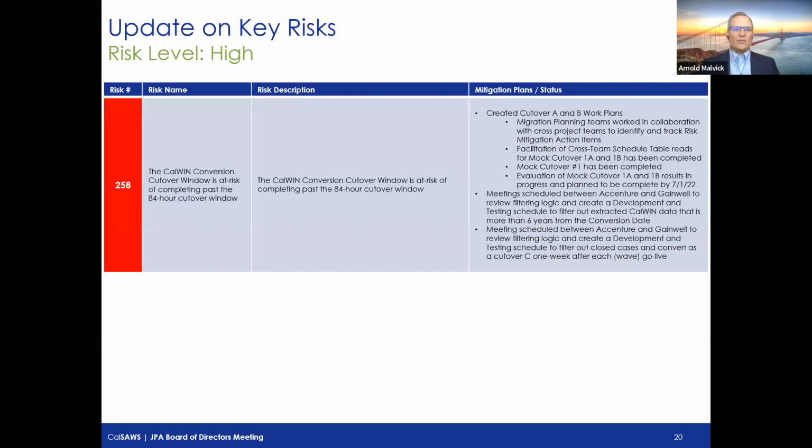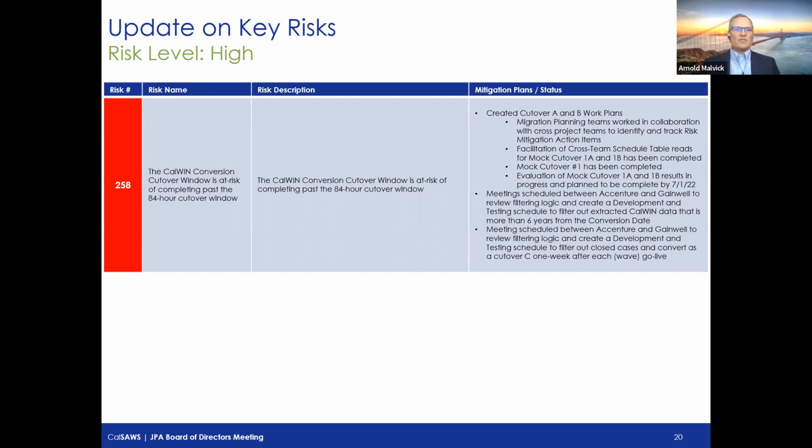I'll start with 258, which is on the CalWIN conversion cutover window. We are at risk of exceeding the 84-hour cutover window. Right now, we are at yellow for the wave 1 counties, because the mock cutover that was just executed earlier in the month resulted in 87 hours. The team has the plan and will be exercising it in the next week and a half when we do mock cutover 2, and we are confident that we will bring it under the 84-hour window.